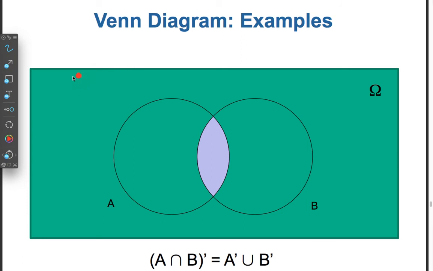Venn diagram example. This green box, the total rectangular box, is the universal set denoted as omega. The first circle is A, the second circle is B, and the intersecting part of both circles is A intersection B. Now, A intersection B complement means everything, leaving this intersecting part, the total is covered. All this is covered, which is equal to A complement union B complement.